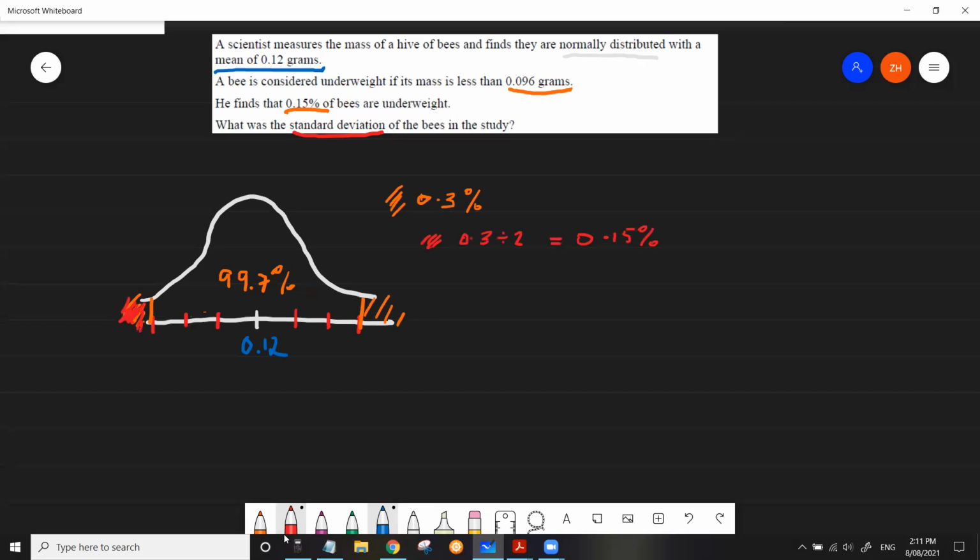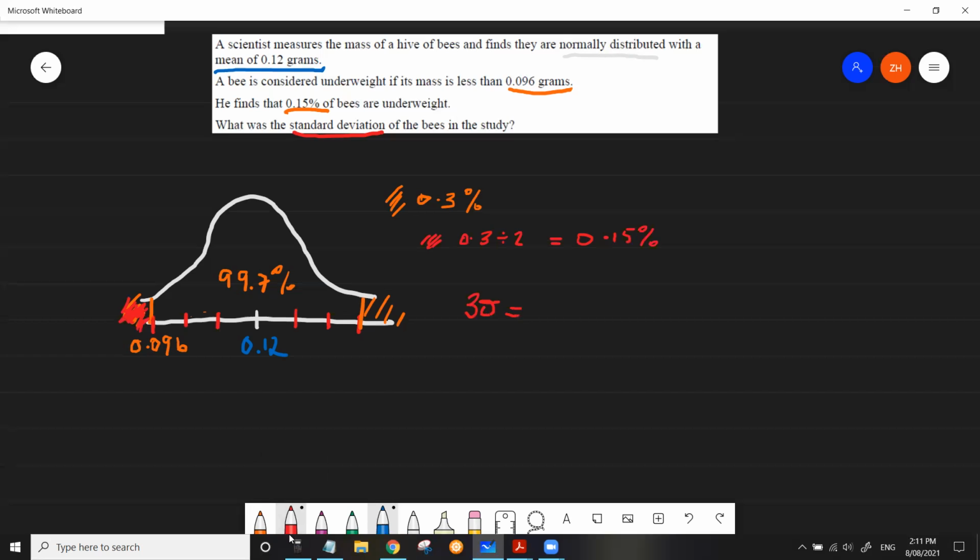So we know we're referring to this left-hand side section over here. We also know from the question that if it's less than 0.096, then it's considered underweight. So we can say that that section over there, less than that 0.096, is going to go there. So what we need to do is figure out our standard deviation.